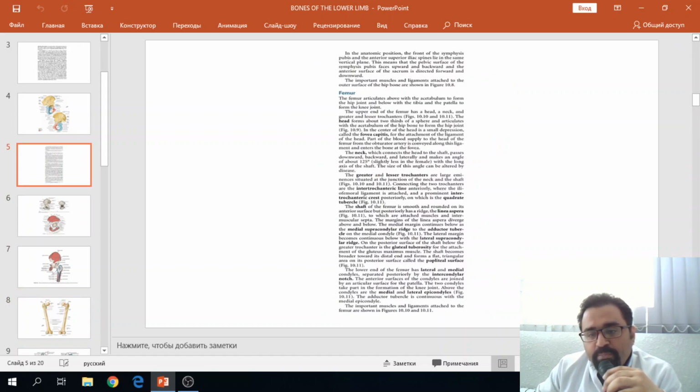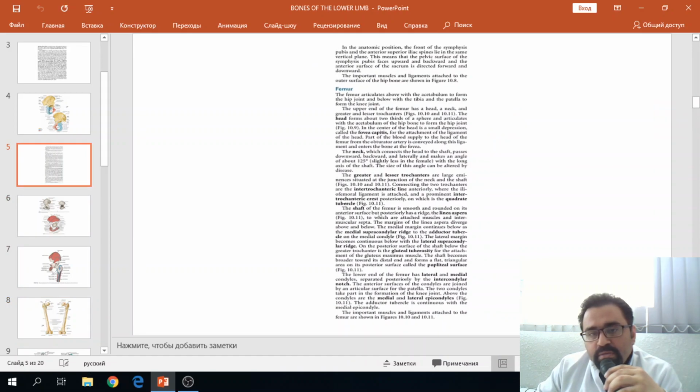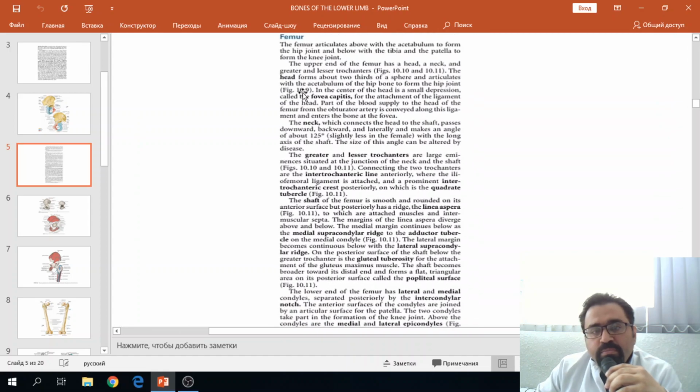The upper end of the femur has a head, a neck, and the greater and lesser trochanter. The head forms about two-thirds of a sphere and articulates with the acetabulum of the hip bone to form the hip joint. In the center of the head is a small depression called the fovea capitis for the attachment of the ligament of the head. Part of the blood supply to the head of the femur from the obturator artery is conveyed along its ligament and enters the bone at the fovea.